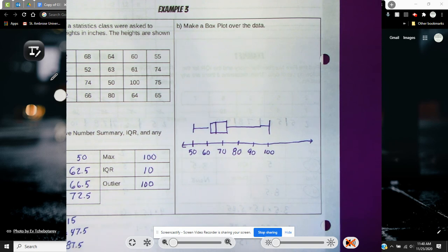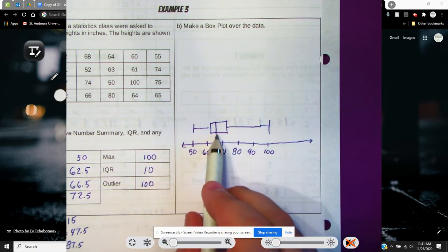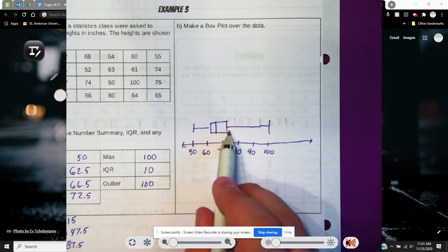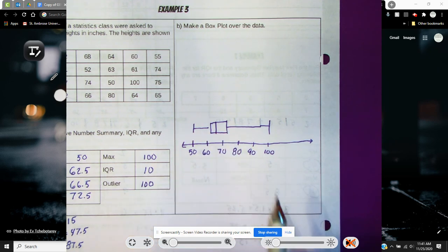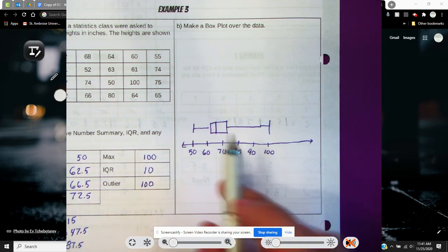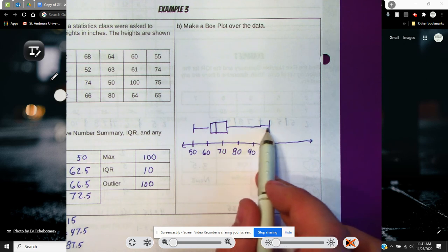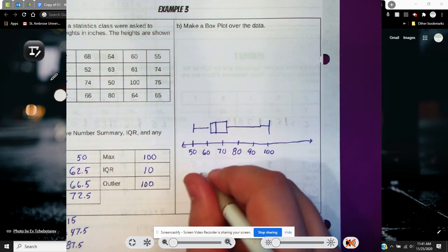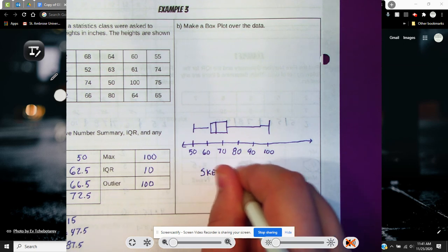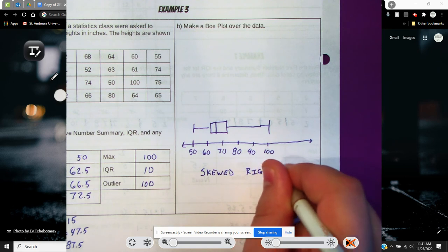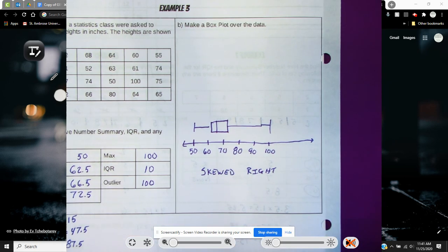There's a couple things I'm going to point out about this. First, just like with a histogram, we can kind of tell if this is a normal distribution, a uniform, skewed left, skewed right, because this bar, our median, is not physically centered between these two. It is between them, but it's not dead center. And this whisker is a lot longer than the other whisker. I can say that this one is skewed right. So we could compare box plots in the same way we do for histograms.